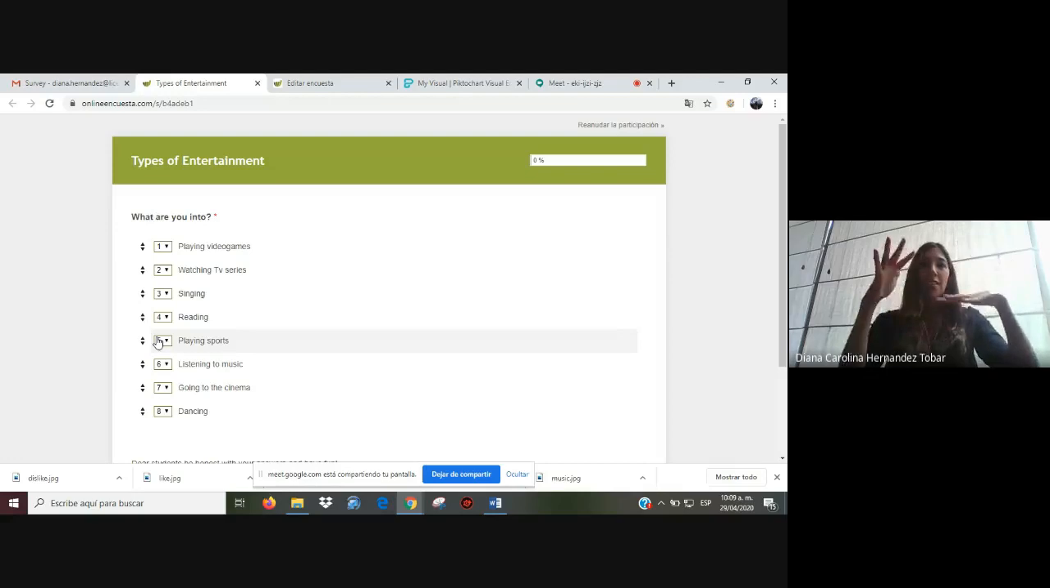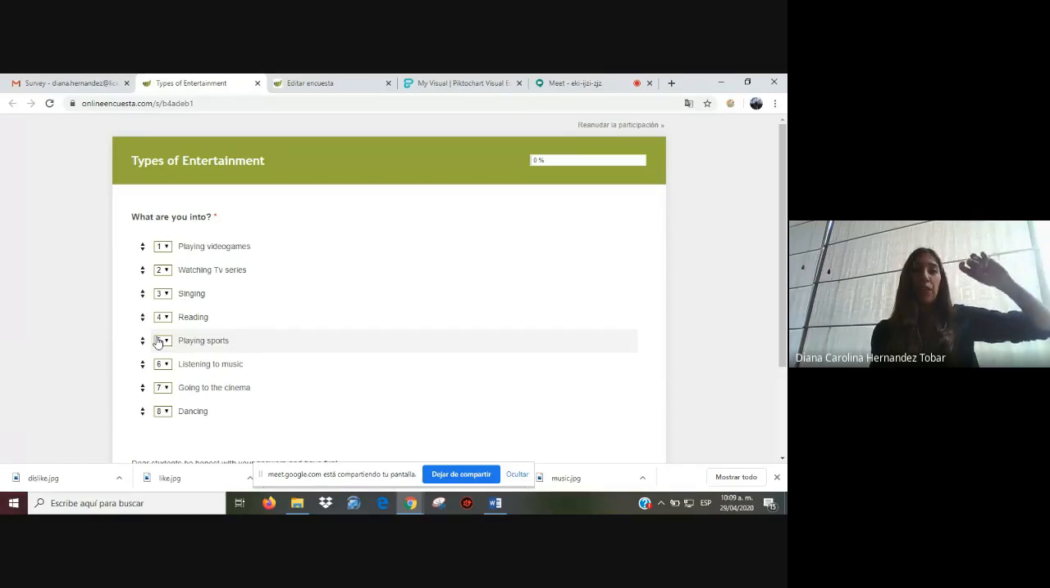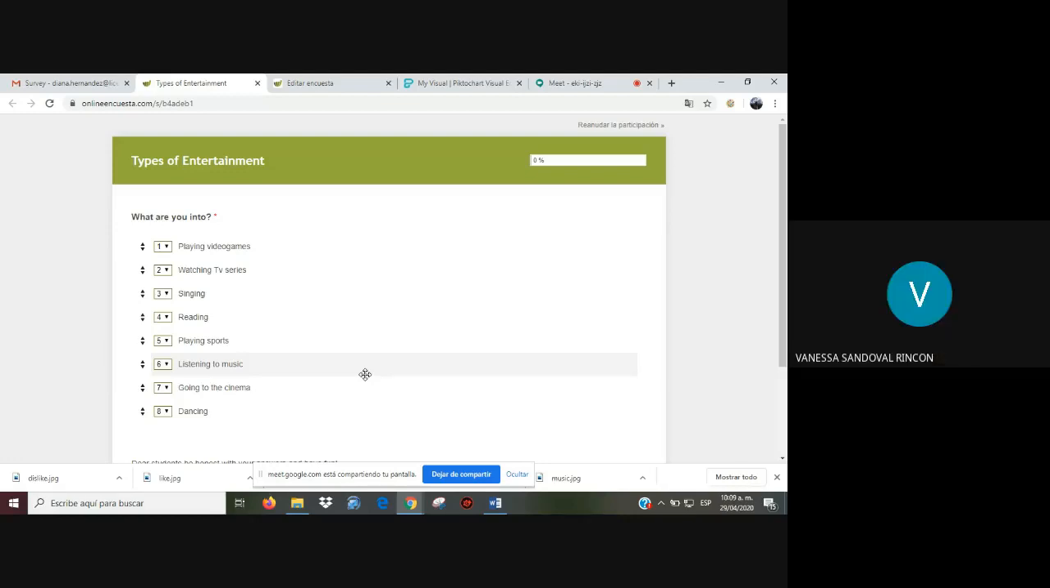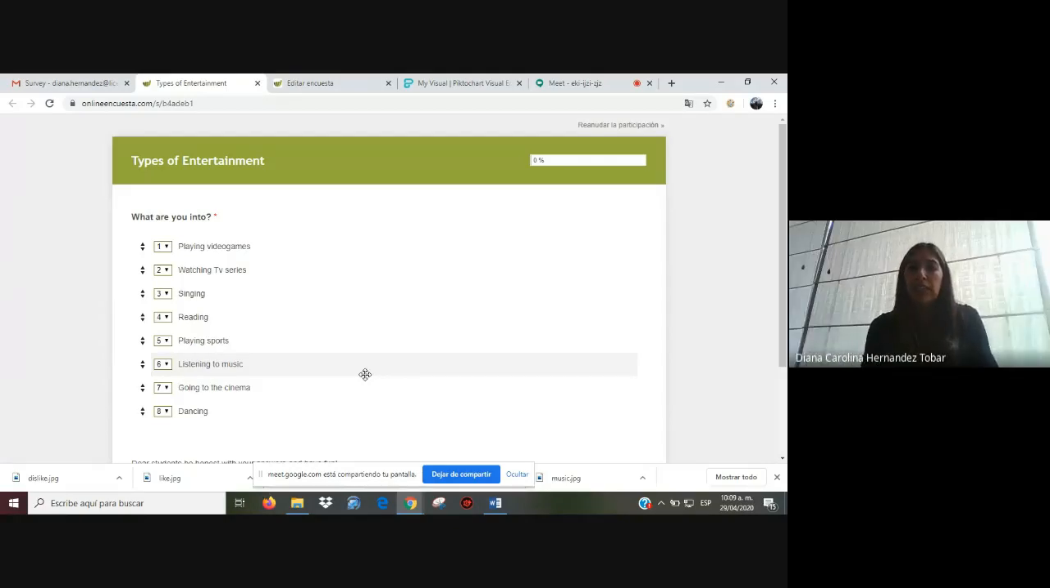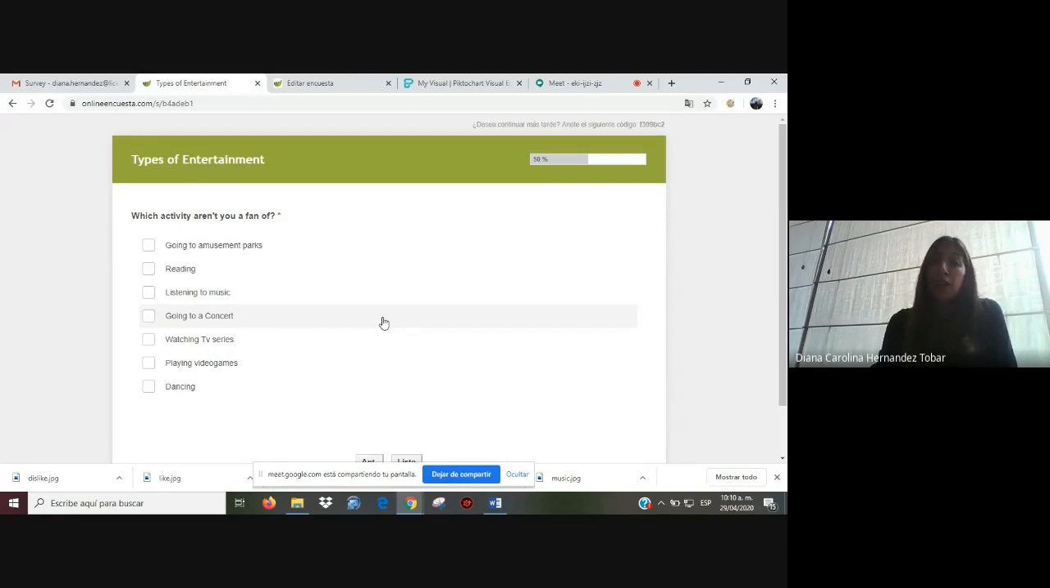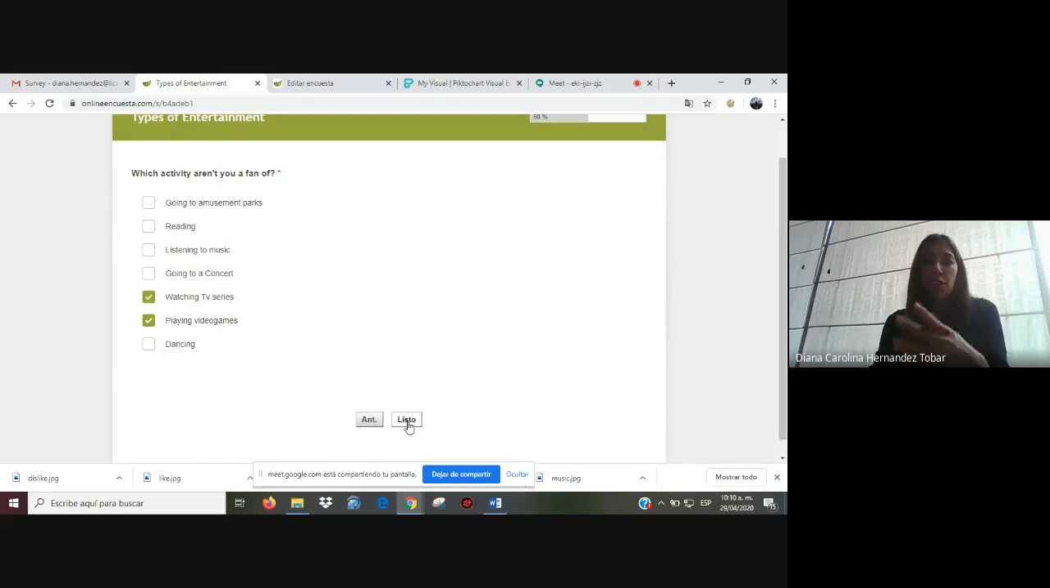So you need to organize or rank these activities from the ones that you really like, that will be the first, 2, 3, 4, yeah? And the ones that you don't like go at the bottom here. These ones are the ones that you dislike. Dayana Ordonez, is this instruction clear? Finish, teacher. You finished? All right. And then, this is just an example. Then, which activity aren't you a fan of? So you can choose as many activities as you consider. And that's it. Then you click on OK, and you send it to me.